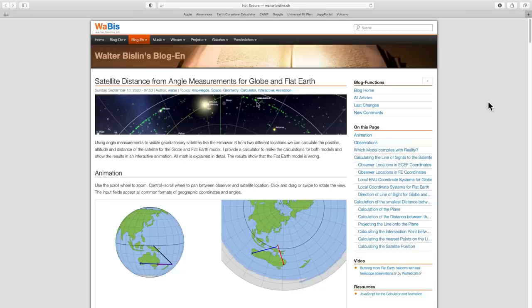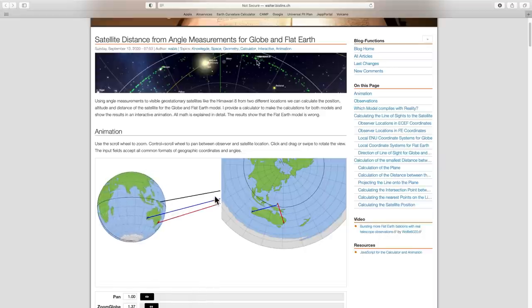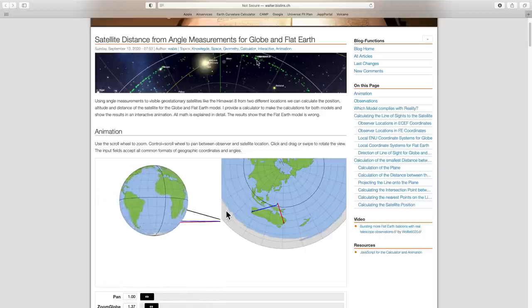But one person did accept the challenge. It wasn't a flat earther. It was our good friend Walter Bislin, who has already produced a number of amazing calculators that can be used for helping us understand the true shape of the Earth. In this case, he has produced a calculator that allows us to use the angle measurements from various locations to determine the distance of a satellite. And here we see a comparison of those angles from Perth and Sydney that indicate where the satellite is located based on the actual angles provided.